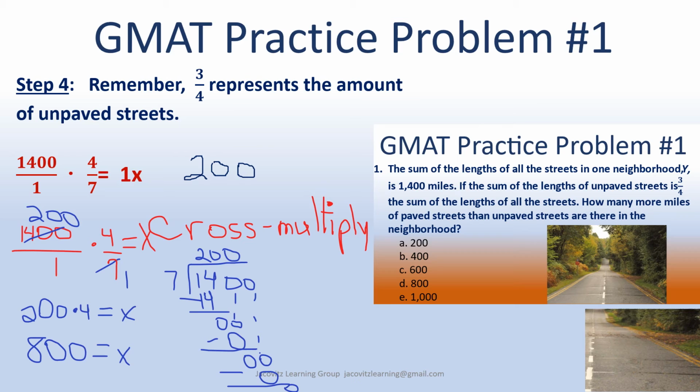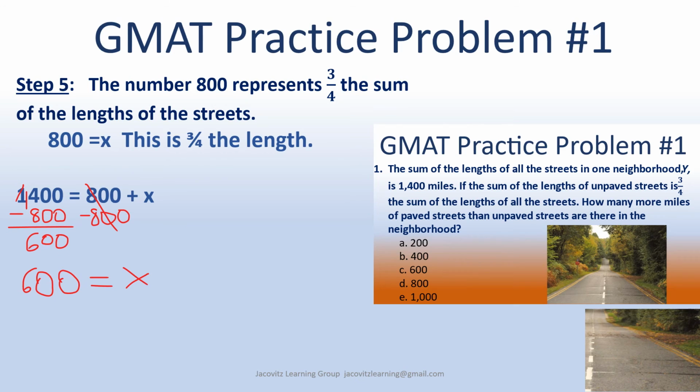200 times 4 is 8. These cross out. 7 goes into itself 1 time. This is 200. You don't have to worry about this because the 1 is going to cancel here. So 200 times 4 equals 800. 800 equals x, but hey, that's not our answer. Guess what? We have to now go back to do this because here's the situation. The number 800 represents 3/4 the sum of the lengths of the street.